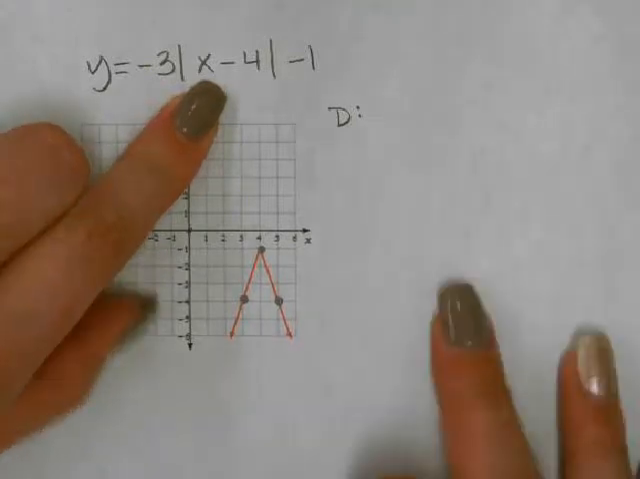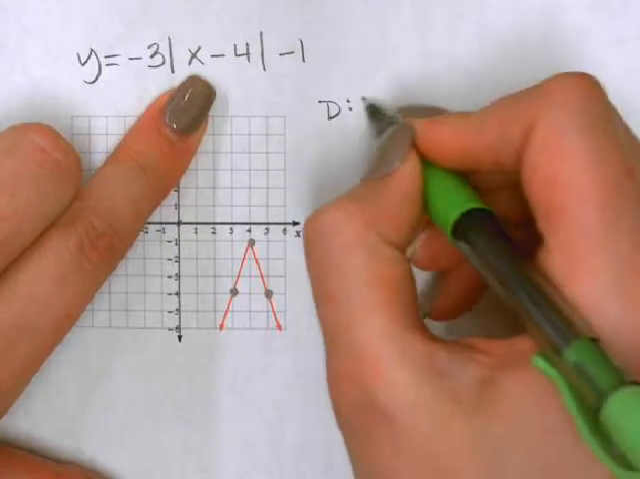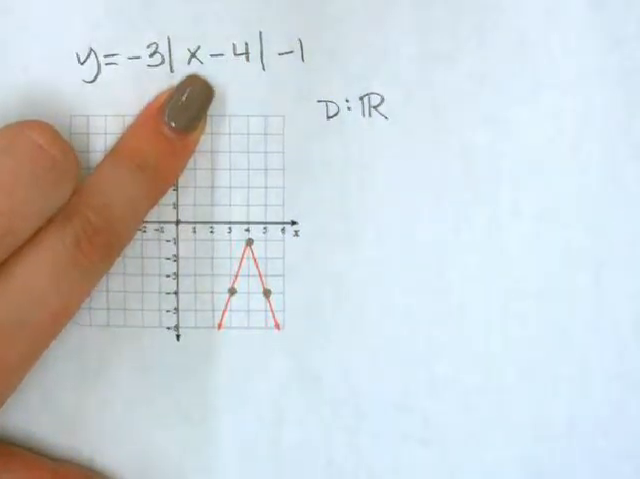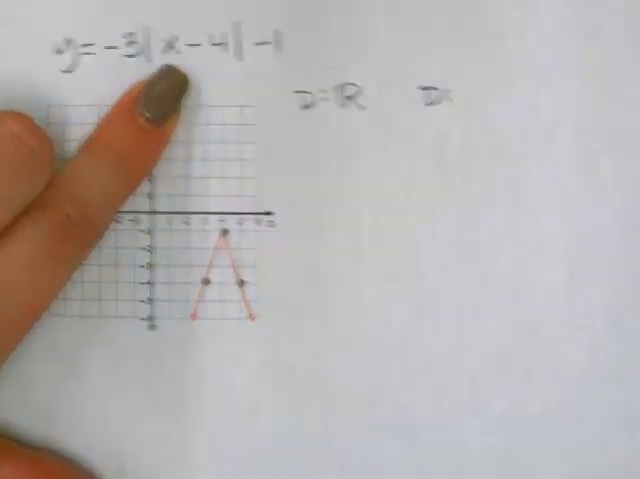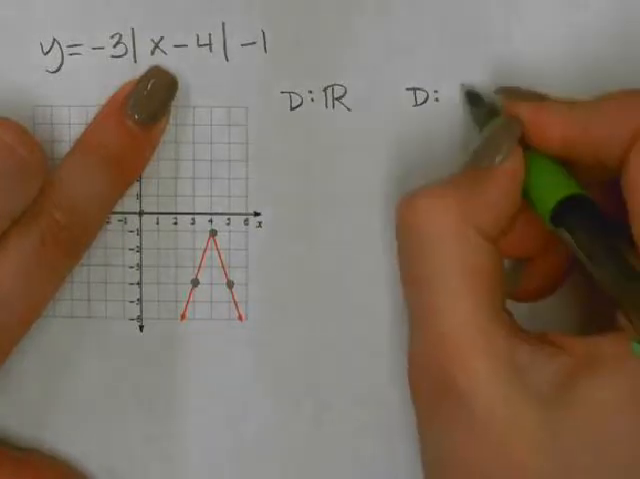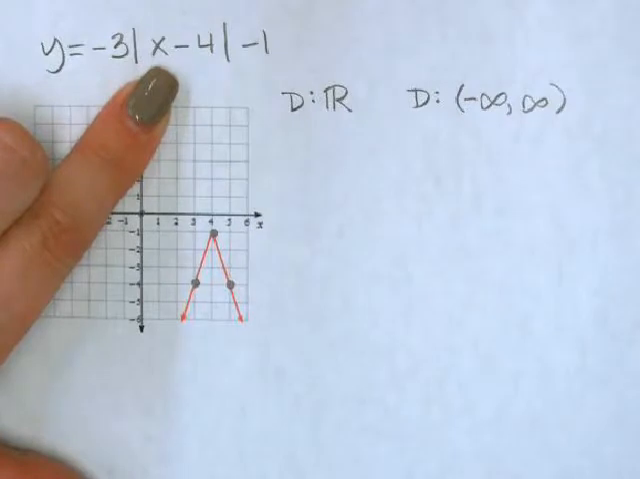So for the domain, we have two different ways to write it. We can say that all real numbers are allowed to be plugged in. That's one way of writing it. The other way of writing it is to say that every single number from negative infinity, the biggest negative number you can imagine, to positive infinity, the biggest positive number you can imagine, all of those numbers are allowed. So I would say negative infinity to positive infinity, like that. So two different ways of writing it.